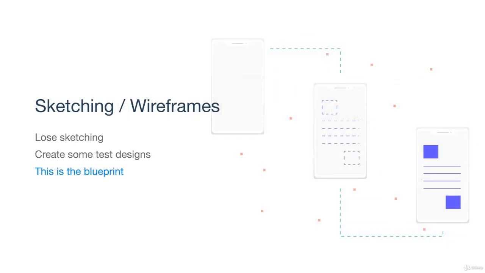Then after that, we're going to move into sketching and wireframes, and this you can do on paper, or you can do it in a certain tool online. There's plenty of wireframe tools out there, but basically you want to keep this loose. This is not the final design. This is just the blueprint to test the design out.